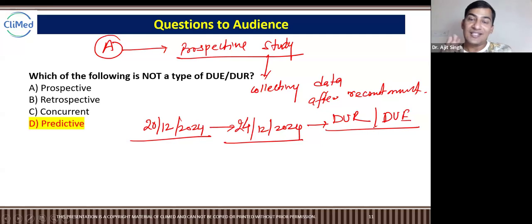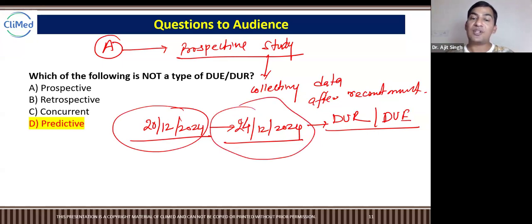So this prospective study is happening in the hospital. The patient was admitted on the 20th and you are recruiting from the 24th, or from the 20th only. That means the patient is presently available in the hospital, or you have recruited him in the present. So it is a prospective study, and you will start collecting the data in the present and in the future.